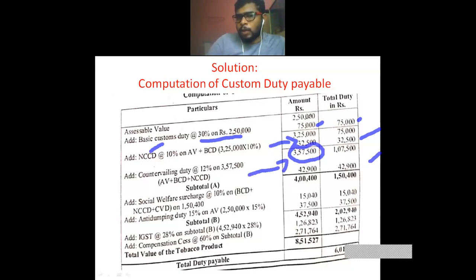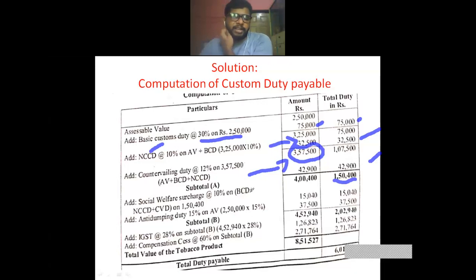In this value assessable value is included. In this value only tax amounts are included, that is BCD, NCCD, CVD. I hope you have understood. Next, compulsorily you have to add social welfare surcharge at 10%, but important, that 10% you have to calculate for this amount. This amount means which amount? BCD, NCCD as well as CVD.